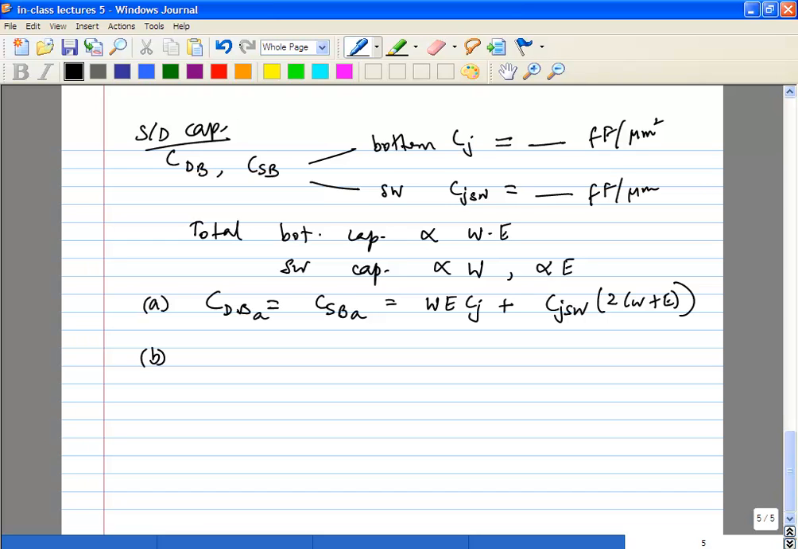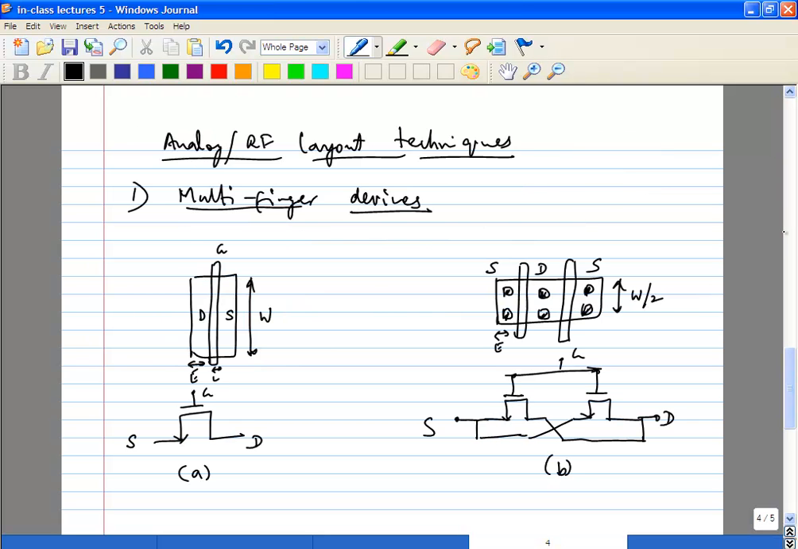This length is E, right? So if you just take the drain, you have an E component here, an E component here, a W component here, and a W component here. So it's going to be 2 into W plus E, right? That is going to be for the drain. For the source, it will have the exact same component, right? You're talking about the drain and the source.